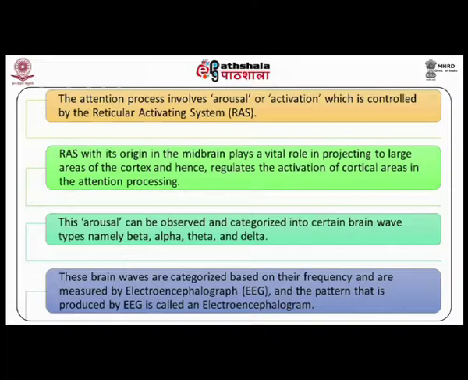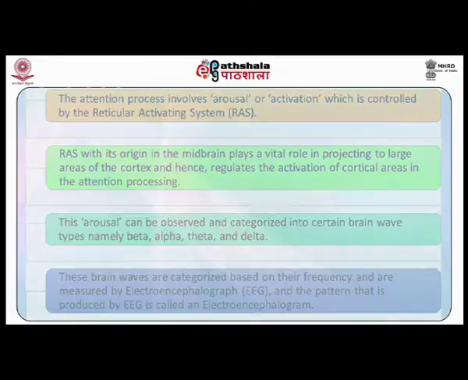This arousal can be observed and categorized into certain brain wave types, namely beta, alpha, theta and delta. These brain waves are categorized based on their frequency and are measured by the electroencephalograph (EEG), and the pattern that is produced by the EEG is called an electroencephalogram.